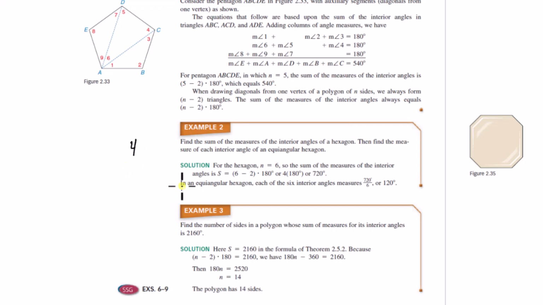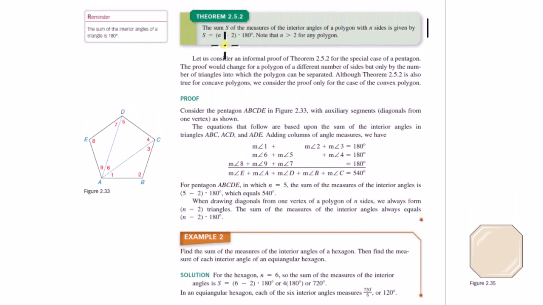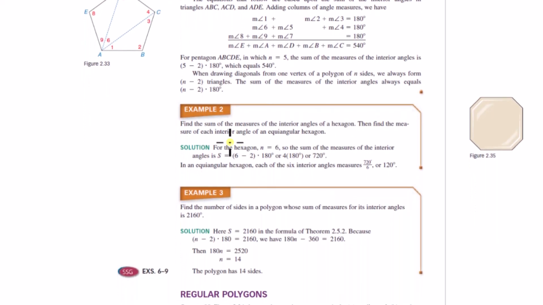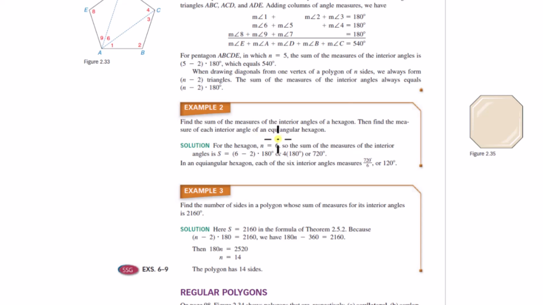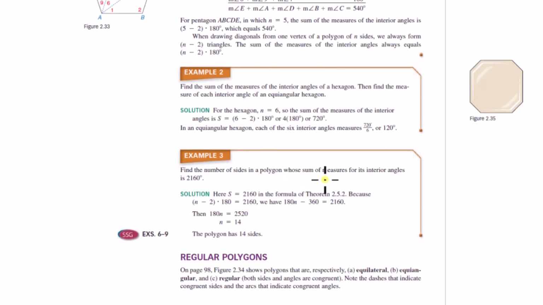So 4 times 180. And just note, if we come back to the theorem, that's the formula. In essence, this formula is saying you take n minus 2, the number of sides minus 2, that's telling you how many triangles you can break it up into, and then just multiply that times 180. So 4 times 180 is 720. Now find the measure of each interior angle of an equiangular hexagon. Well, 720 divided by 6 vertices, so 120 degrees.